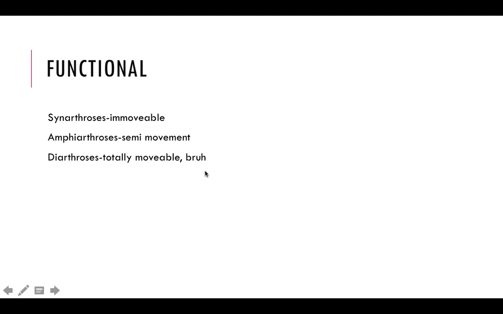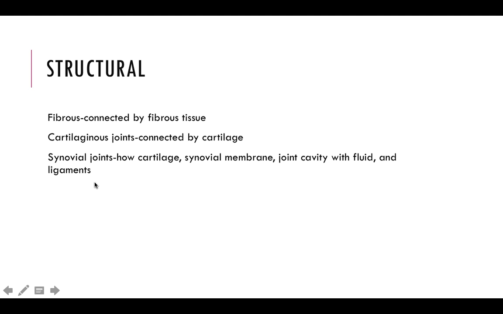They're totally movable, meaning like the ball and socket joints of our hips or our shoulders, or the hinge joint where our elbow is, where our knee is. If they were synarthroses, we couldn't move them. So these are the three ways we classify them. There's questions on your review that apply these three definitions.